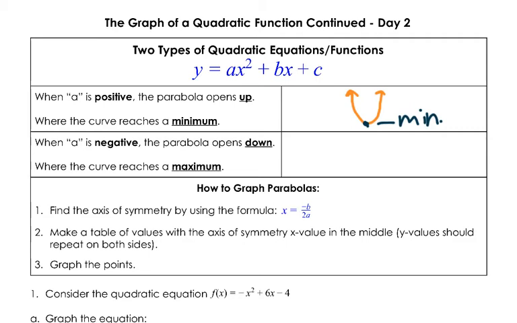In the other case, if a was negative in our equation, the parabola would open down and the curve would reach a maximum value. Oh, it's a straight line. Hold on. In this case, our parabola would be facing down. Okay. And our turning point right over here would give us a max value.